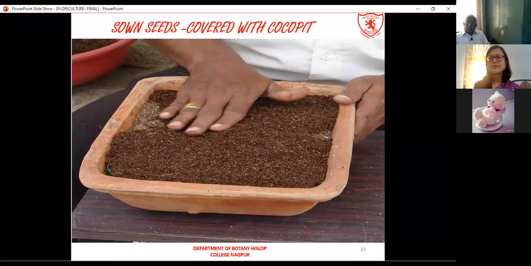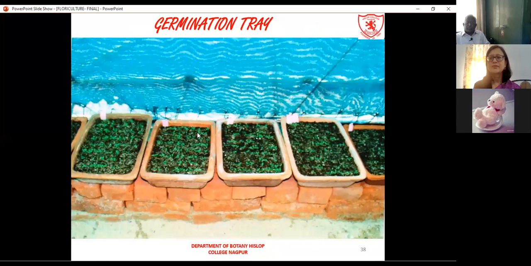Once it so happened, petunia seeds are like mustard seeds, as small as a grain of mustard. We had planted almost 1000 seeds in the trays, and then there was a big rain. All the seeds were washed off. So this is one precaution which is very very important to take. After this, they are watered regularly.